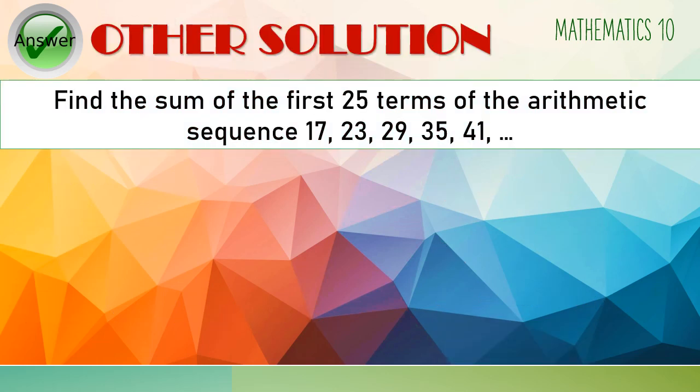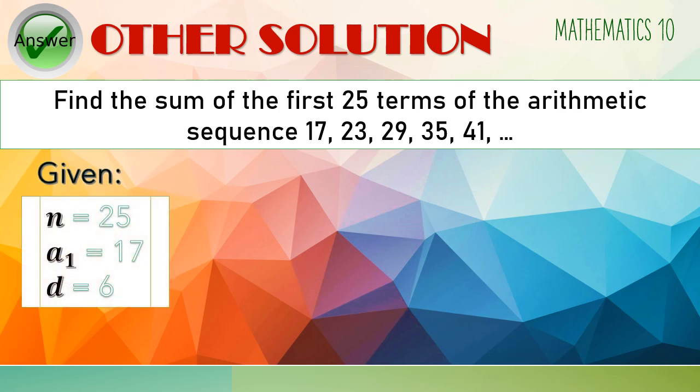Okay, so here I'm gonna show you the other solution using the longer formula for arithmetic series. Here, you need to indicate as well all the given data that we need for the longer formula of the arithmetic series that we are going to use. So n is 25, a sub 1 is 17, and d equals 6. And so, I'm gonna substitute it here already in our longer formula for arithmetic series.